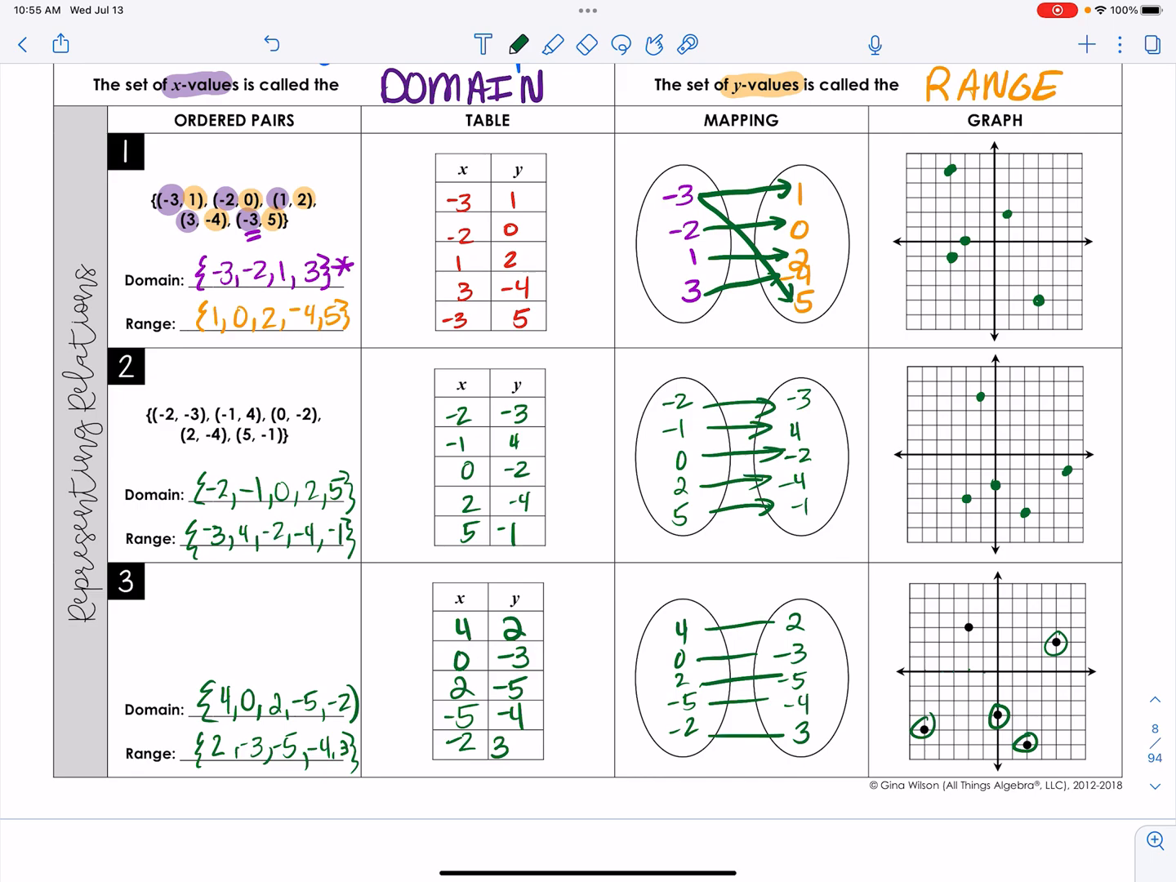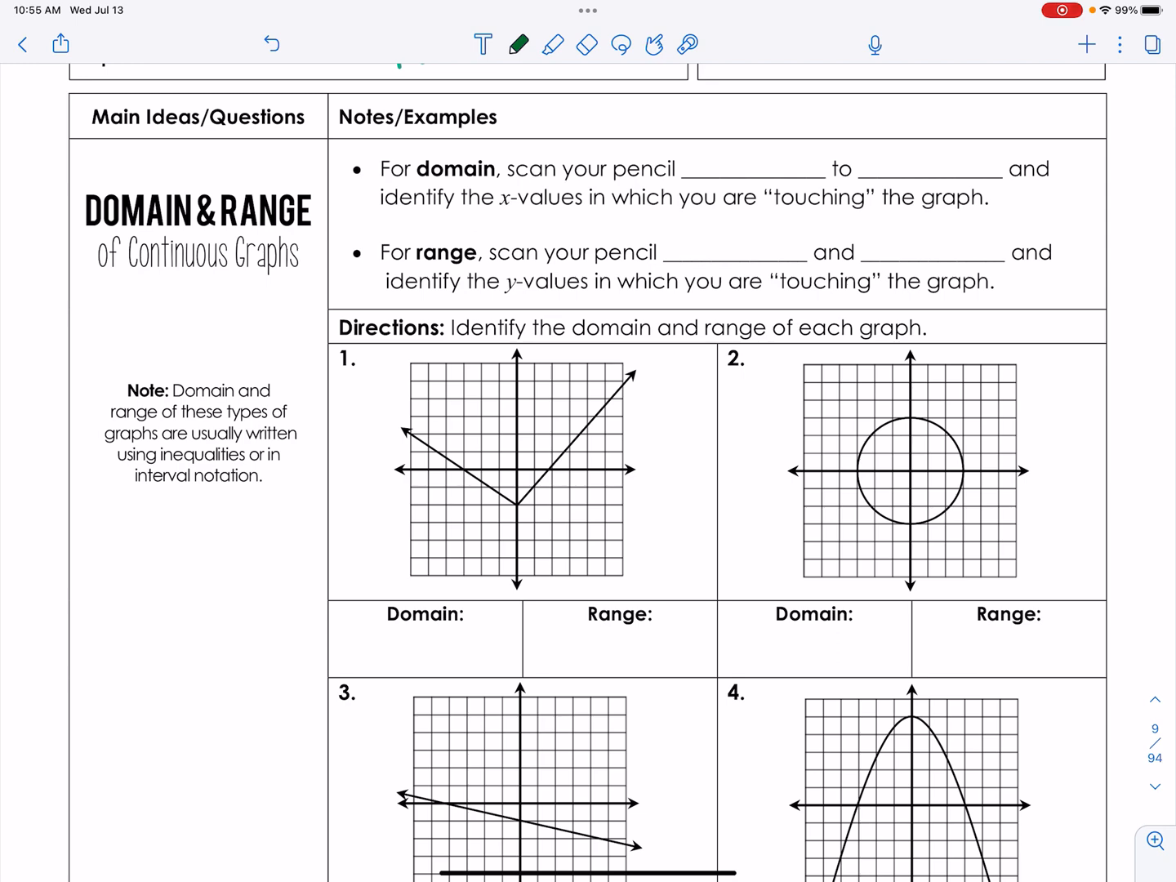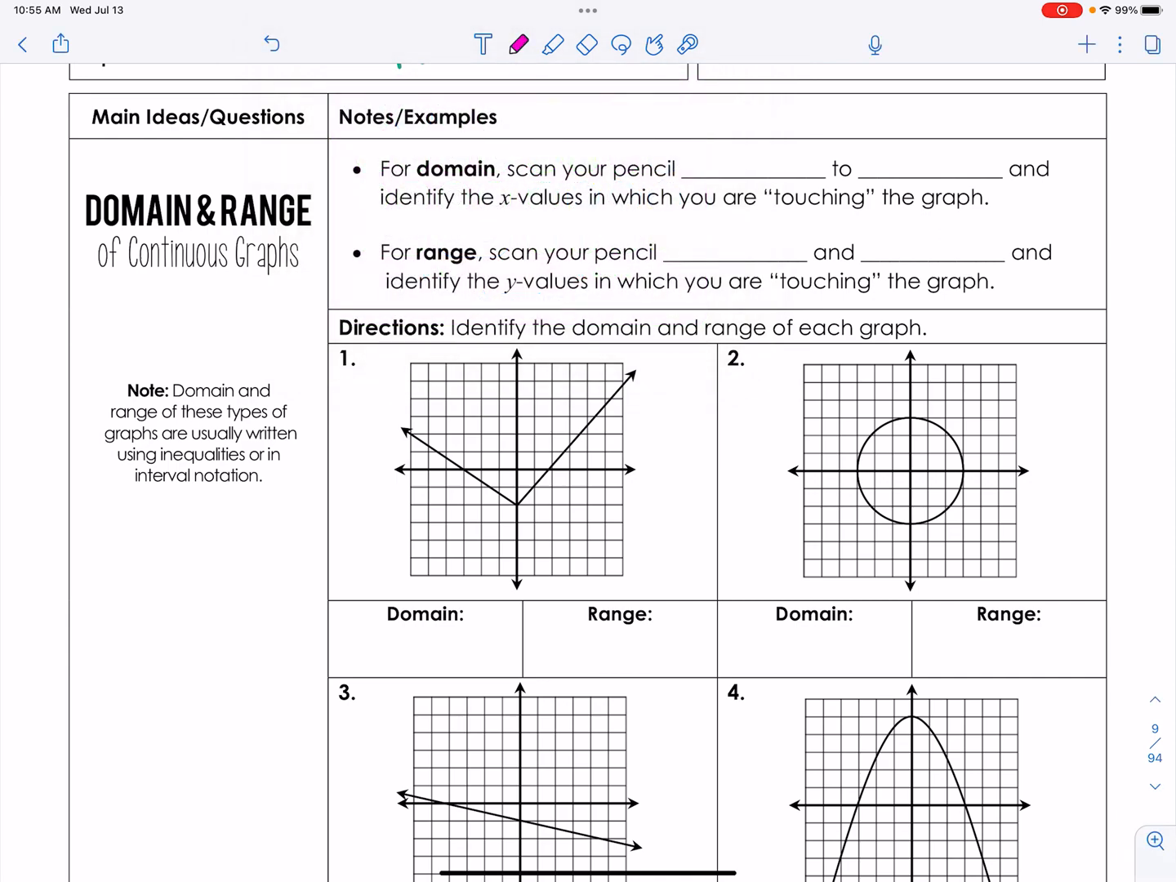All right, so we're going to move on with these notes. We're going to go to this page. We're going to have a lot of notes on this. So for your domain, when you list your domain from a graph, this is going to be important. You're going to scan your pencil from left to right, and identify the x values that are touching the graph. And on the range, you're going to go from bottom to top.